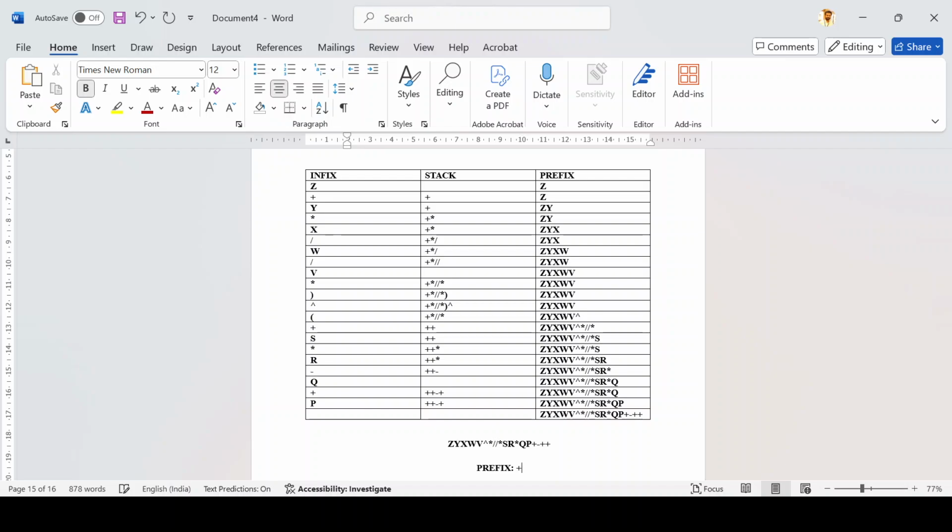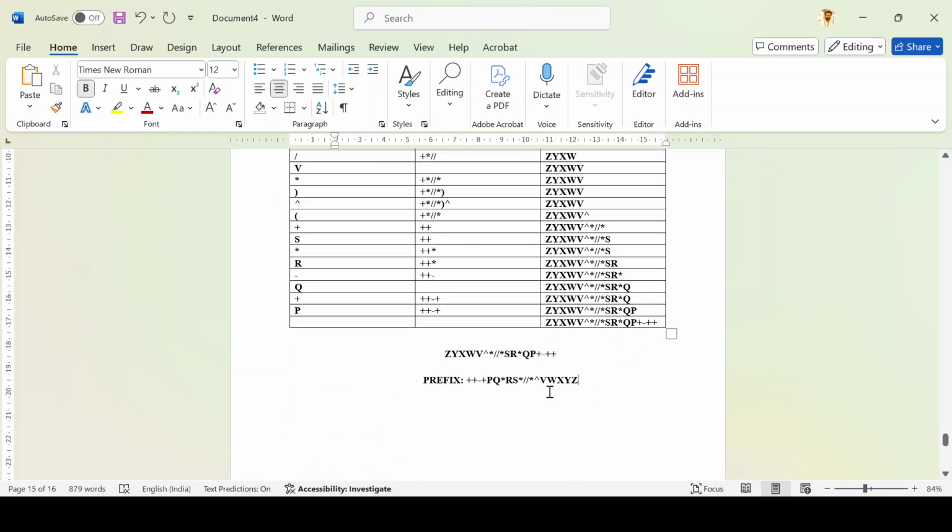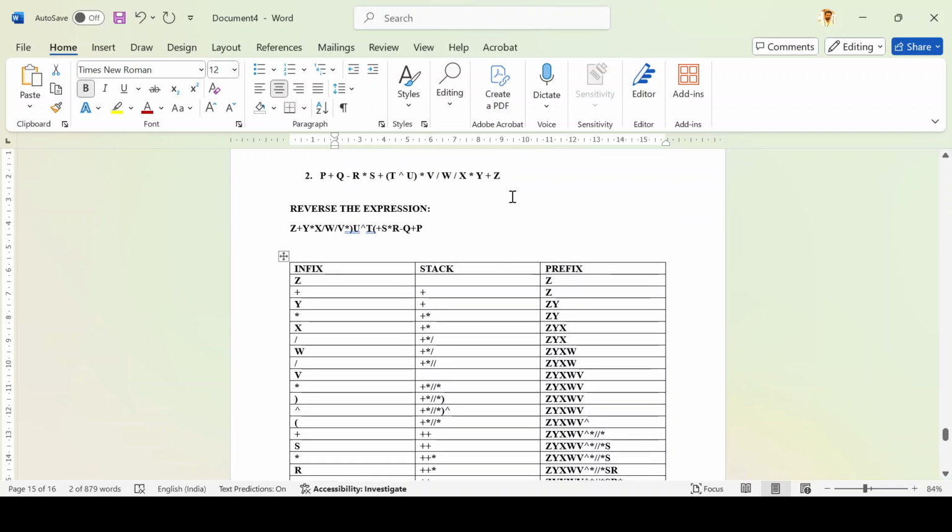So the final expression will be plus plus minus plus P Q multiply R S multiply division multiply exponential term V W X Y Z. So this is the corresponding prefix expression for the given expression.